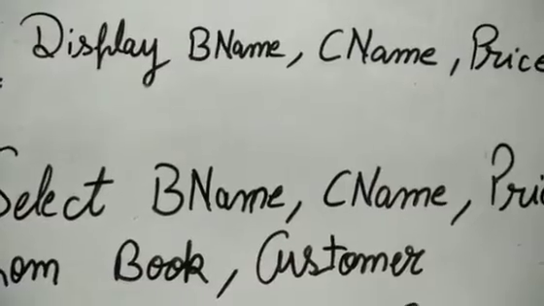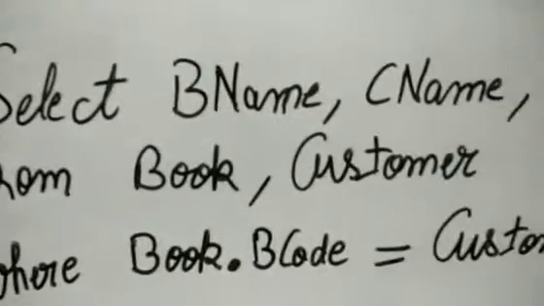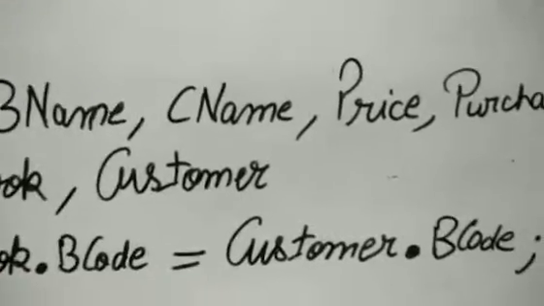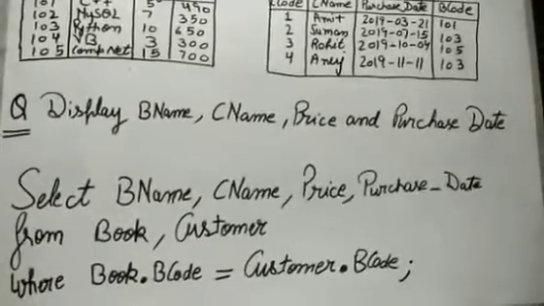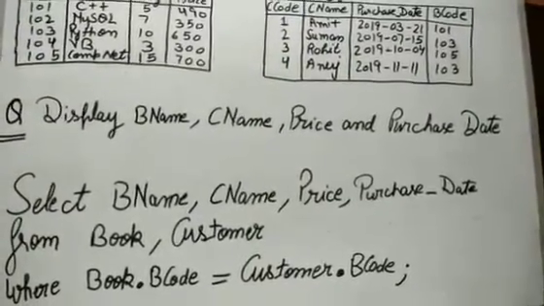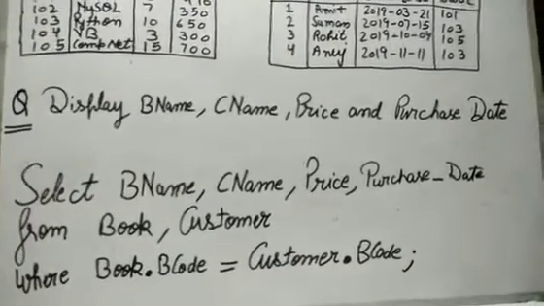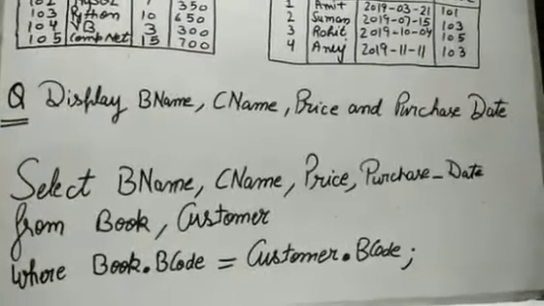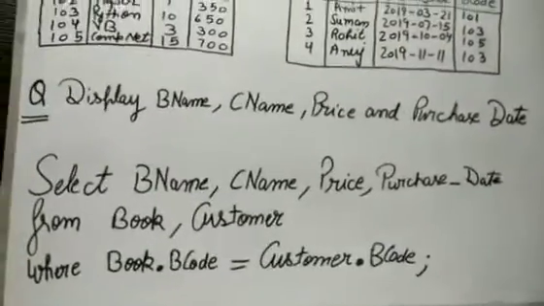Second, writing the join condition. So we are writing the join condition now: where book dot book code is equal to customer dot book code. So this is the complete answer to the question given to you. What was the question? Display book name, customer name, price and purchase date. First check, are these columns present in a single table? If yes, that means it is not a join, it is a simple query. If these columns are present in more than one table, that means it is a join. And how to write the join? The answer is given below. Clear?